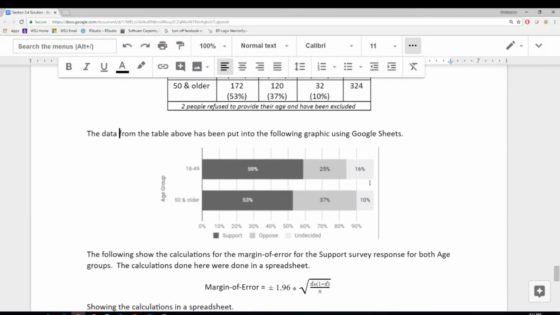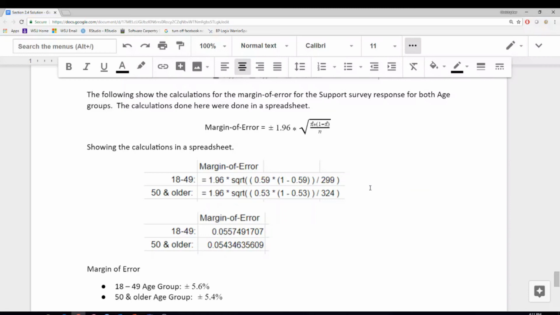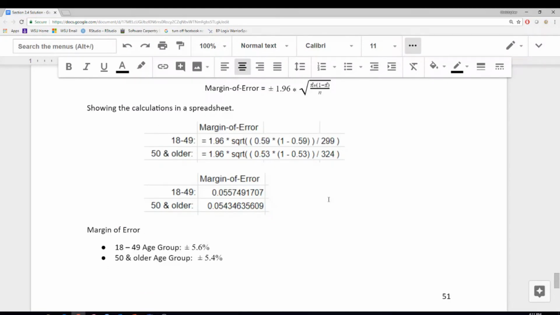So again, let's go back up and look at our table. Okay, there were 59% of the people in this particular age group that supported stricter gun laws. And there were 299 individuals. Likewise, for the 50 and older group, I would just take 1.96 times the square root of 0.53 times 1 minus 0.53, all divided by 324 there. And when we do that, I get a margin of error for the younger people at 5.6%, and I get a margin of error for the older people at 5.4%.